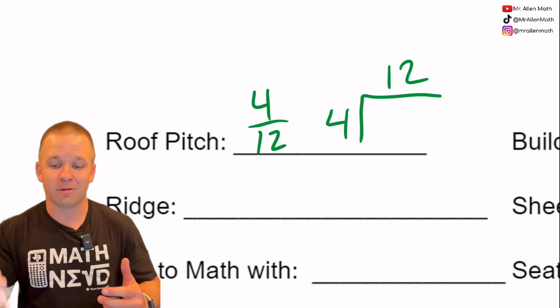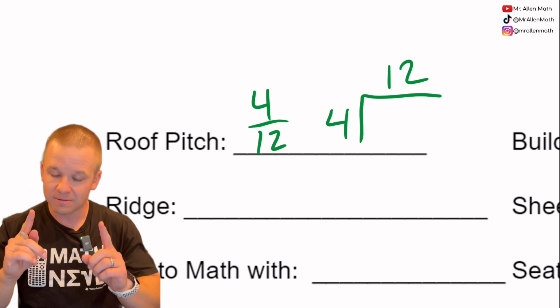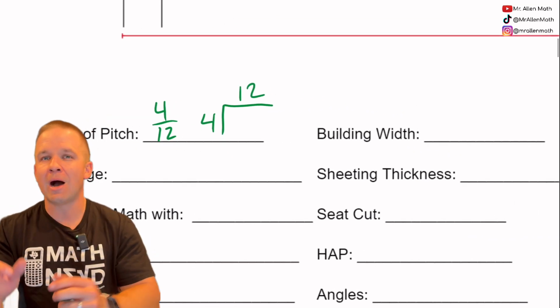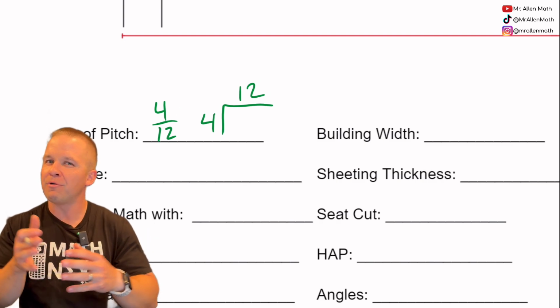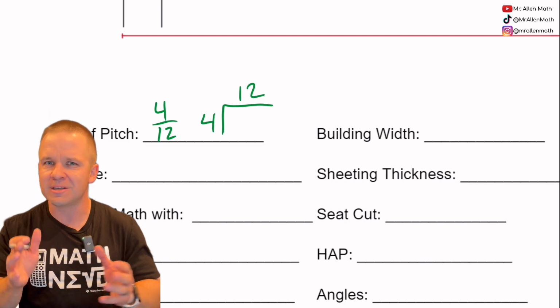One of my students said today, I like writing it like that because I can see that it's a rise and a run, it makes sense. I agree with that. All right. Another thing we're going to need is our building width. And really almost everything is based off of those two things. And then some of our dimensional lumber and thicknesses and things like that.